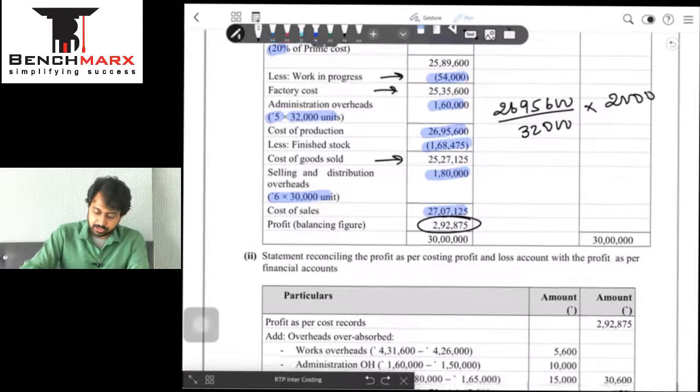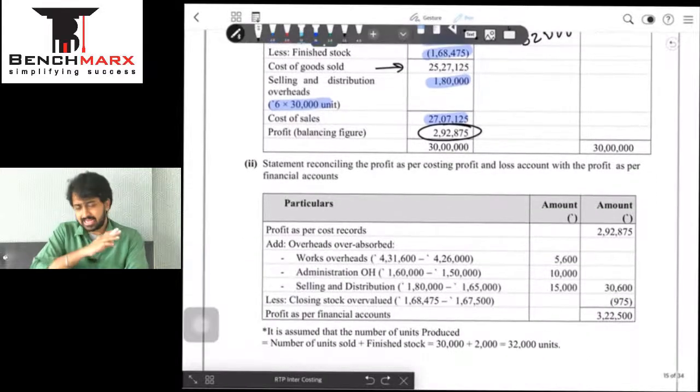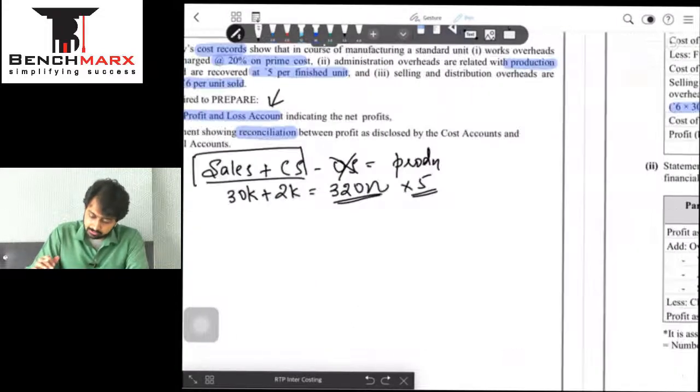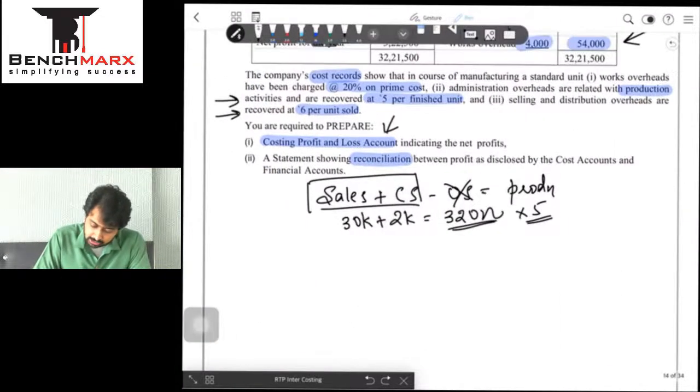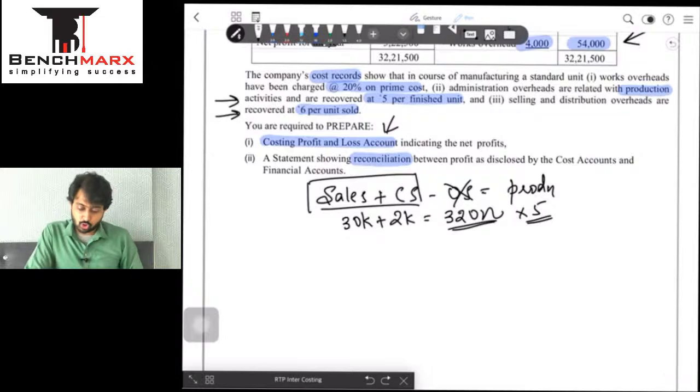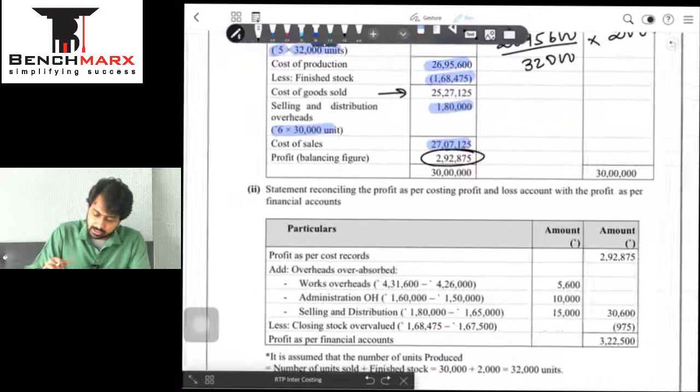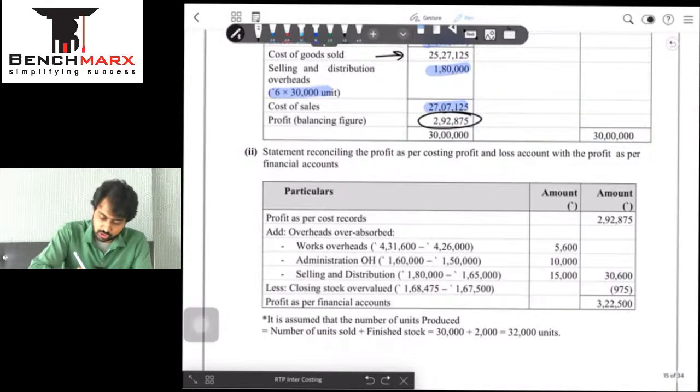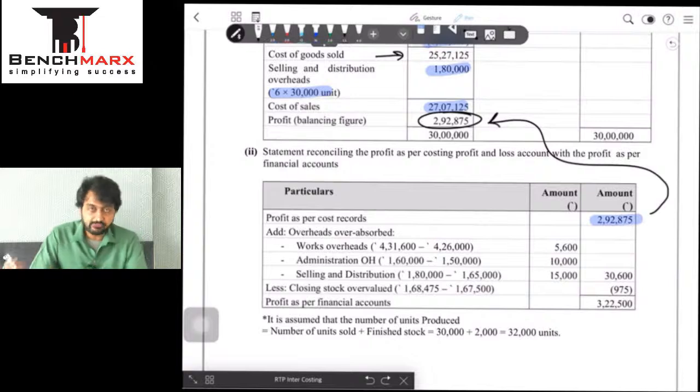Now comes the challenging part of reconciliation. As I said, I can start from anywhere and go to anywhere. Has the question asked anything? Prepare a reconciliation between profit disclosed by cost and finance. So I can start from anywhere. I have started from the cost records. Profit as per cost records is 292. This figure is obviously coming from here, as we have found out.